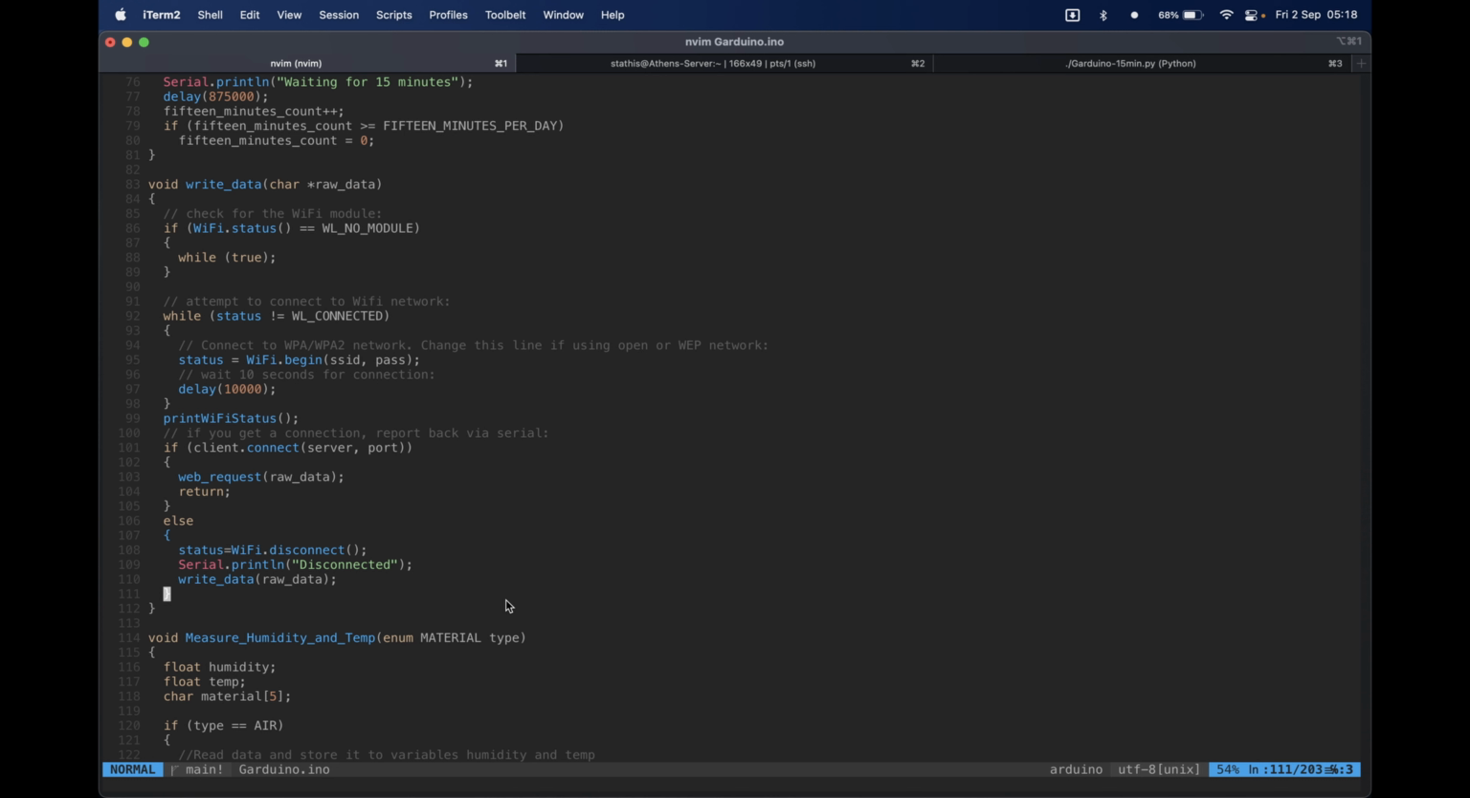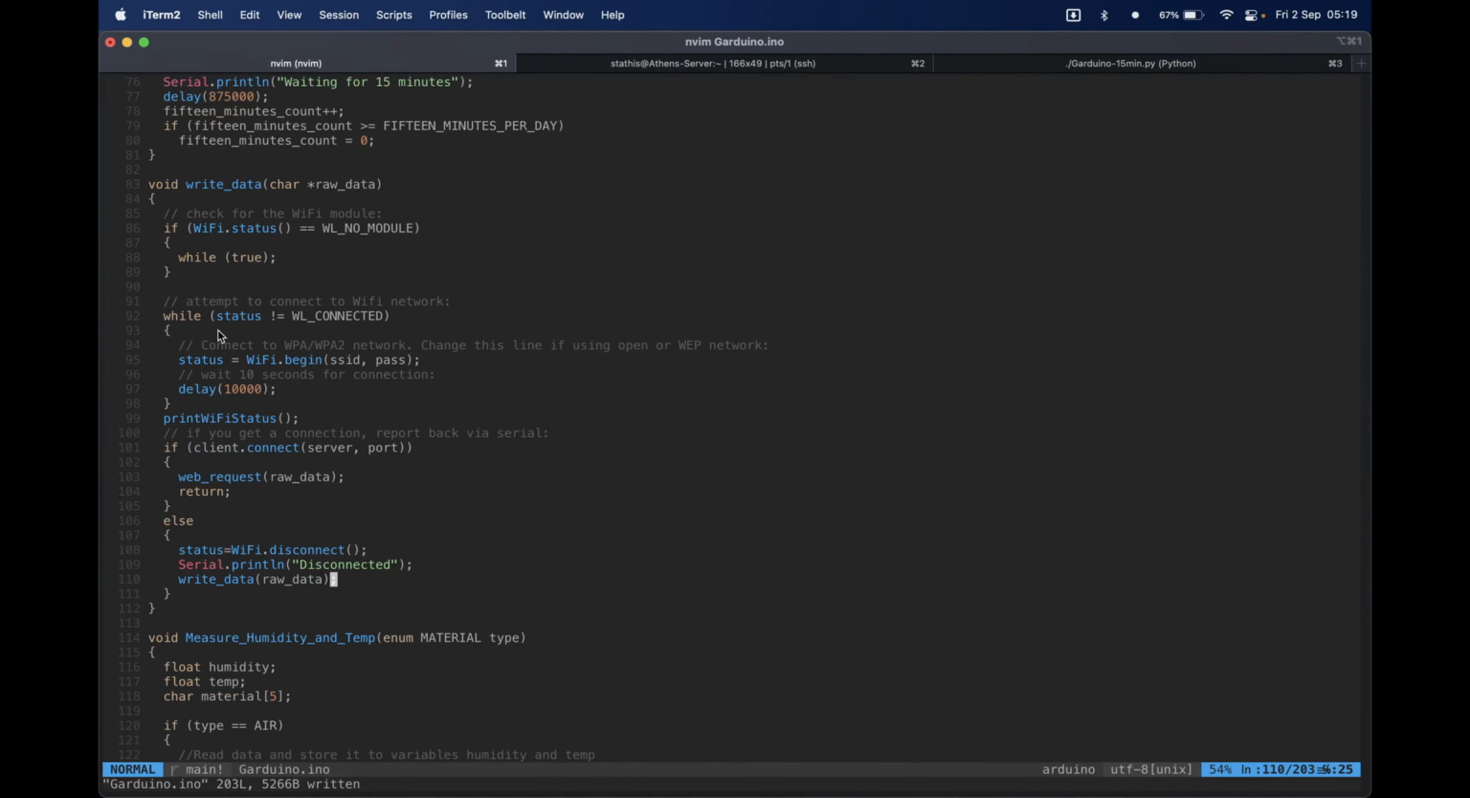Here's how we write the data into the database. Basically we just check whether we're connected to the internet, and if we are, we try to connect to the server and make a web request. If that fails, which sometimes it does when the internet goes down, because it still has the client and still thinks it's connected, that's usually because the internet has gone down, which happens here in my house with the Wi-Fi that reaches the garden. So if it fails, then it disconnects and tries to write the data again.